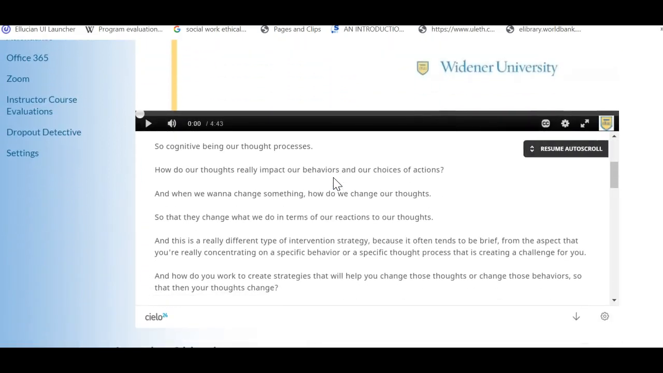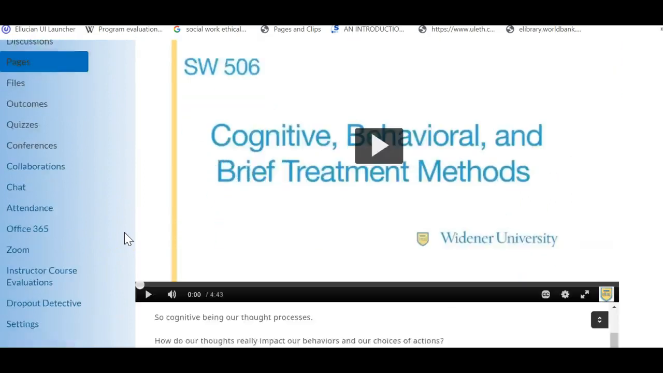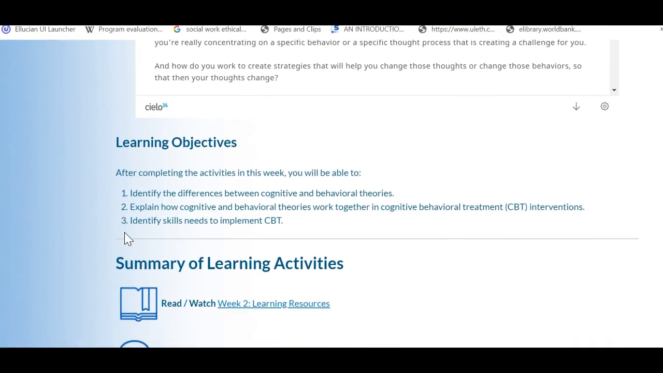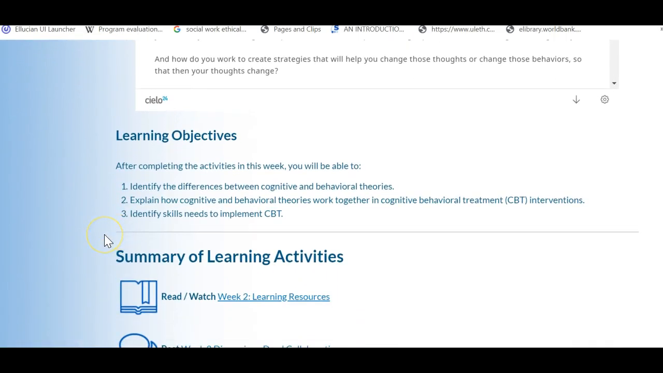This week we look at cognitive and behavioral theories. In terms of learning objectives, the idea is for you to be able to identify the differences between cognitive and behavioral theories and explain how cognitive and behavioral theories work together in cognitive behavioral treatment interventions. And lastly, to identify skills needed to implement CBT.